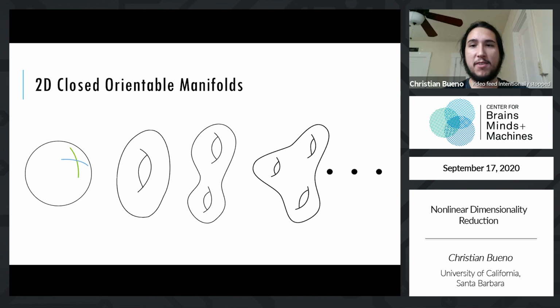For two-dimensional closed manifolds, to make life simpler for now, we'll throw in the word orientable. Then the classification is as follows. You have spheres, then you have donuts, then you have double donuts, triple donuts, and so on and so forth. Basically, you add more and more handles to your space, and that's the classification of the closed orientable manifolds.